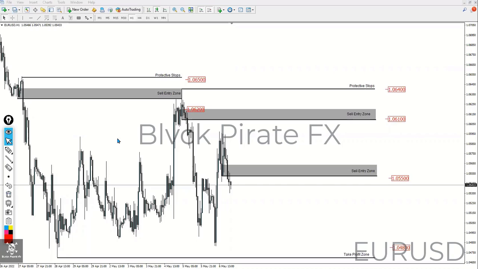Okay, right. So yeah, this is what my EURUSD chart looks like for this coming week. So that's everything I have for you guys on EURUSD.